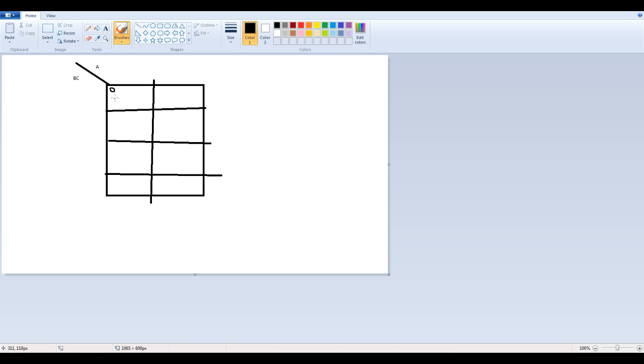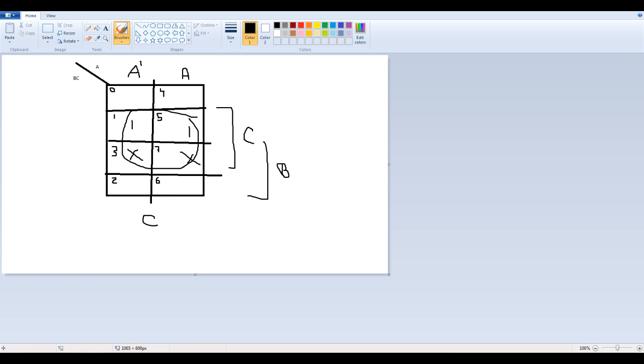We have 0, 1, 2, 3, 4, 5, 6, and 7. So if we have something like that, then here it would be A prime, here it would be A, this is my C, and this is my B. Should be very simple. So if we have like 1, 1, x, x, if we grab that, that would be equal to C.